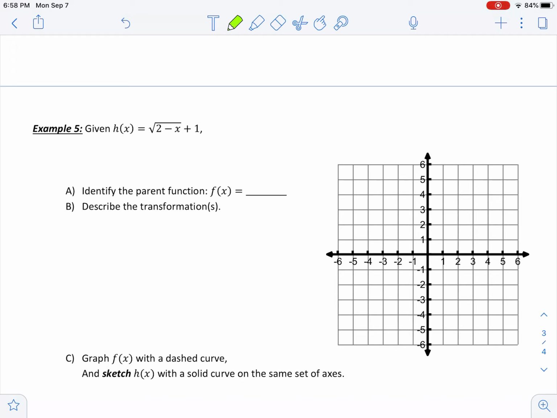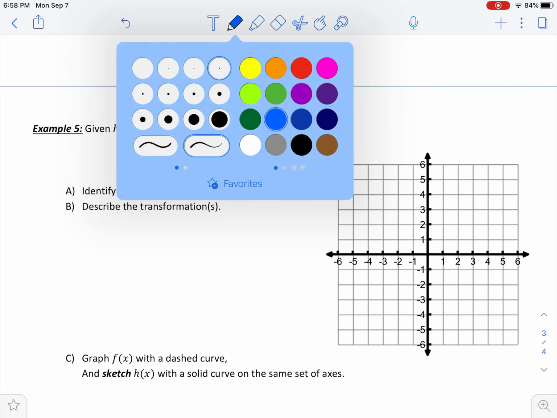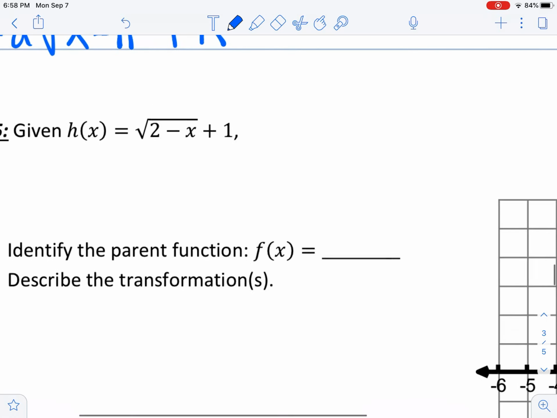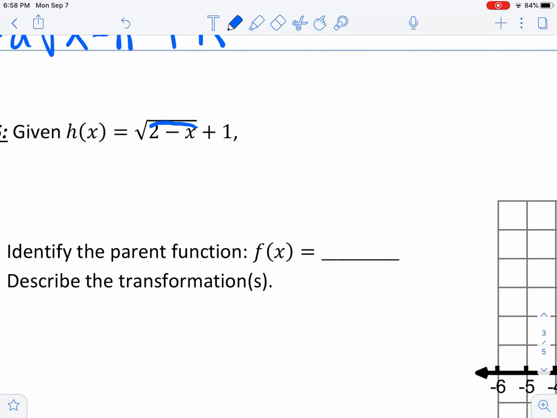h of x equals the square root of 2 minus x plus 1. So once again, the general function for this, let me change this to blue, is h of x equals a times the square root of x minus h plus k. So notice, the first thing that you should notice is underneath the square root symbol, this is not written correctly.